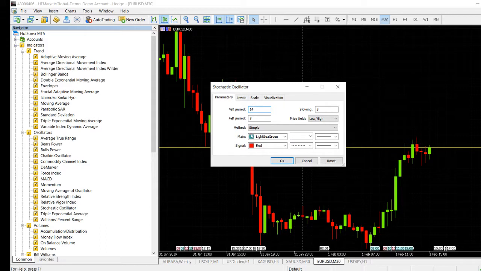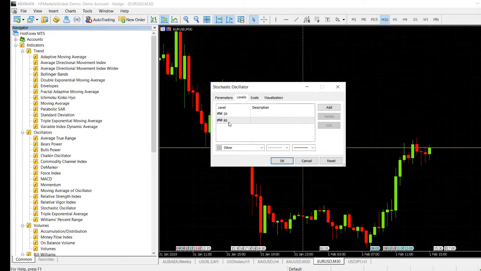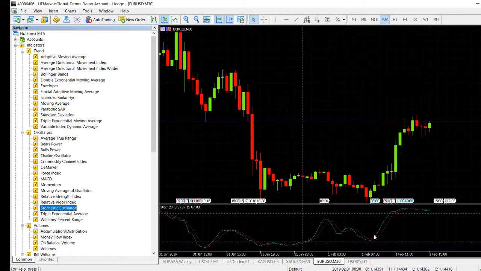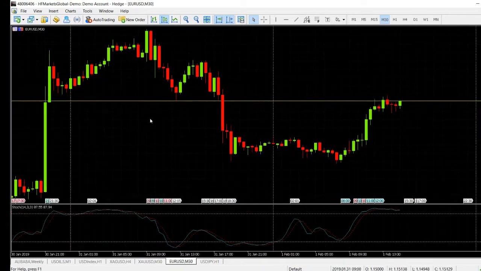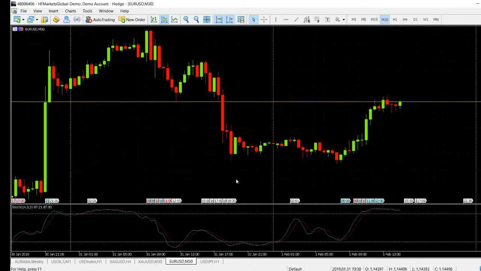This indicator has two lines. We'll show you two lines: a main line and a signal line. So the color, you can set whatever color you want. And 20 and 80 are the standard levels. Let it be 20 and 80. So this is our first, let's explain this. This is our indicator, the oscillator.